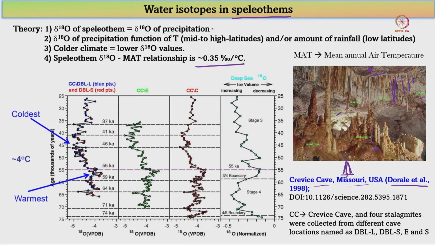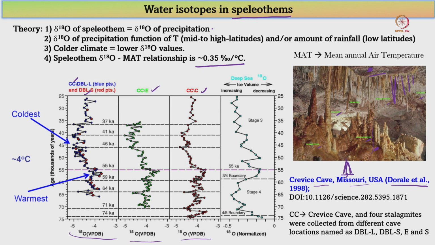Okay. So, these are different stalagmite samples. There is one which is CCDBLL, one is DBLLS. They are the red points, and the others are the blue points. This is another stalagmite, this is another stalagmite. So, there are 4 stalagmite samples, and what they did is they dated the samples, using another method for dating, and they also measured the delta 18O value. Okay. So, this is the delta 18O value, you can see the change in the range.